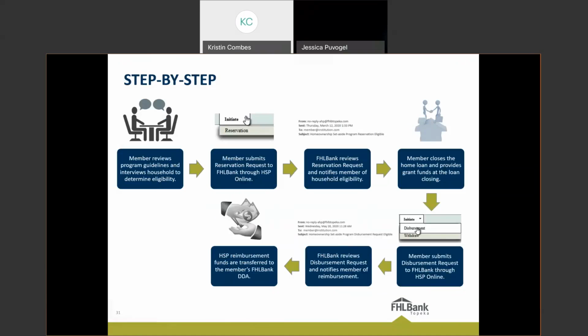I know many of you attending the webinar today have been participating in HSP for several years and have a good understanding of the process. But for those of you that are new, this slide provides a step-by-step overview of the HSP process, from interviewing the household for HSP grant eligibility to funding of the disbursement request. More detailed step-by-step information about the process can be found on pages 27 and 28 of the HSP user guide.